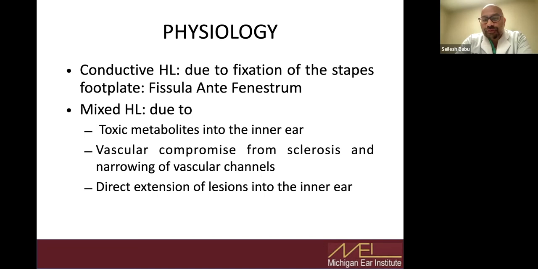It could be direct extension of the plaques maybe into the inner ear. It can be vascular compromise from narrowing of the vascular channels, maybe contributing to why there's a nerve conduction loss that occurs. Fluoride treatment has been used in the past to maybe prevent some of this from occurring. We ask patients, especially who live in Upper Michigan, would you have well water or city water? And if they have well water, we recommend they drink bottled water. In the face of otosclerosis, it may be preventing future damage or hearing loss.